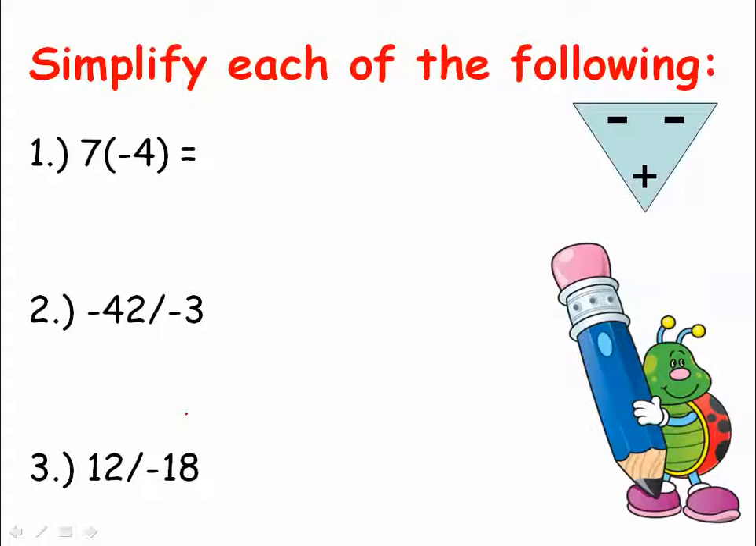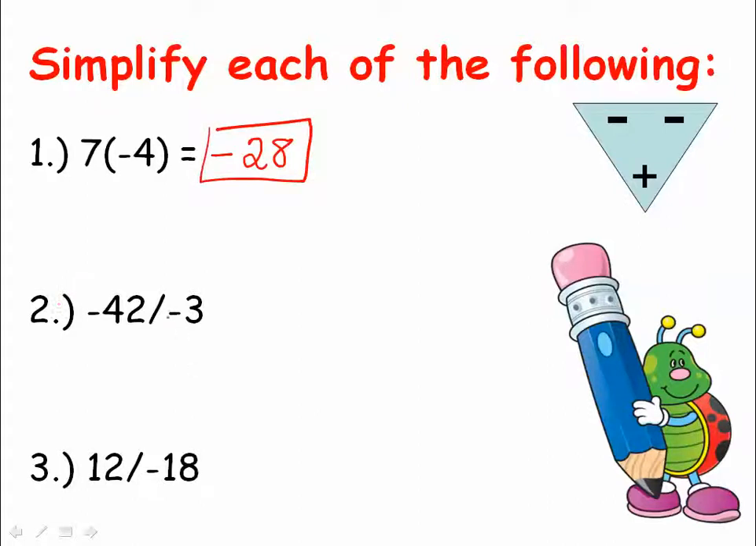So let's just do a couple of simple problems together. First, we have 7 times negative 4. Since we have one negative, that makes the answer negative, and we simply multiply 7 times 4 like normal, which is 28. So our answer is negative 28.